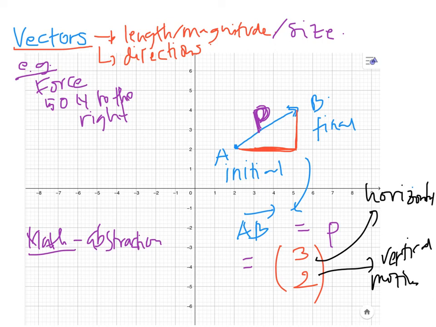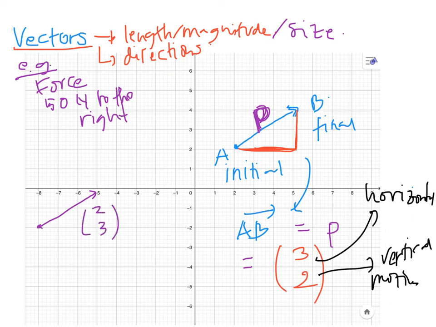Another example, let me erase this part to give you an example. I can draw, for example here, also 2, 3. You see, even though the location is different, the vectors are the same, because we're talking only about the direction and the size. The initial position does not really matter in that sense. Sorry, why is it 2, 3? It should be a 3, 2. My bad. It should be a 3, 2.